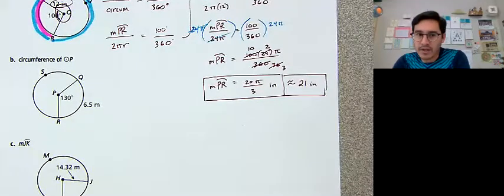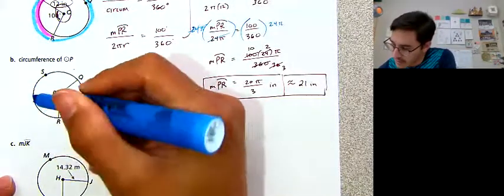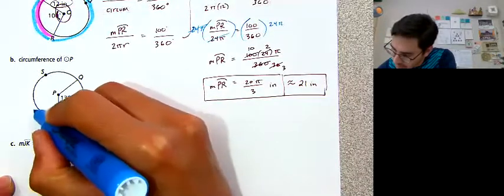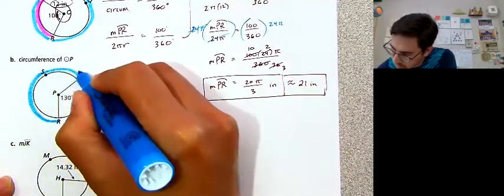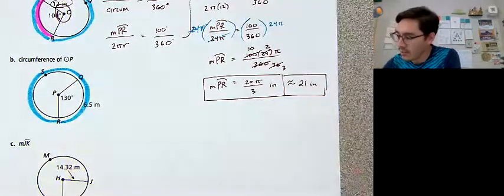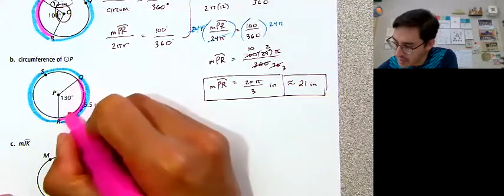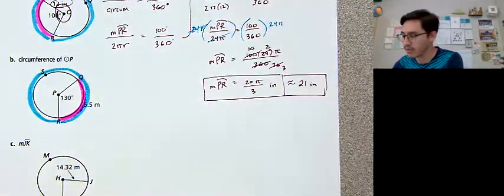Okay, part B, let's find the circumference of circle P. The circumference of circle P is going to be the whole length around, so from R to R. But as you can see, we have a partial length, right? Which is this arc length of 6.5 meters.